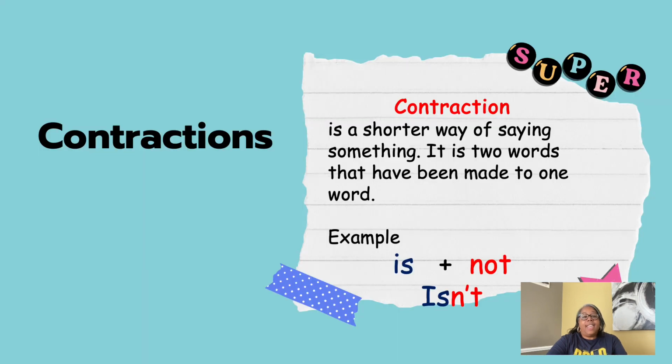What is a contraction? A contraction is a shorter way of saying something. It is two words that have been made into one word. Looking at the example, we have is plus not. Is plus not becomes isn't. And if you look carefully, you will see the vowel O has been replaced with an apostrophe.